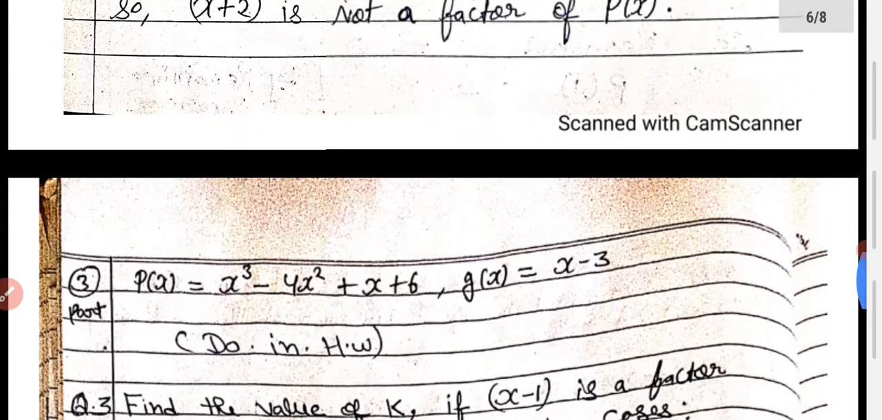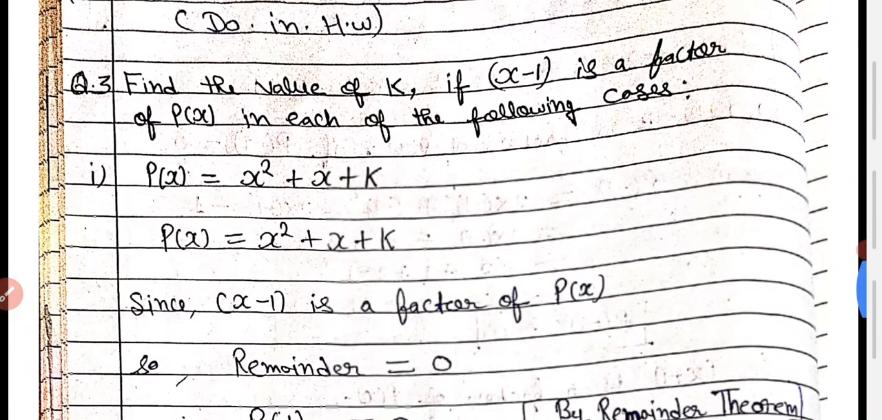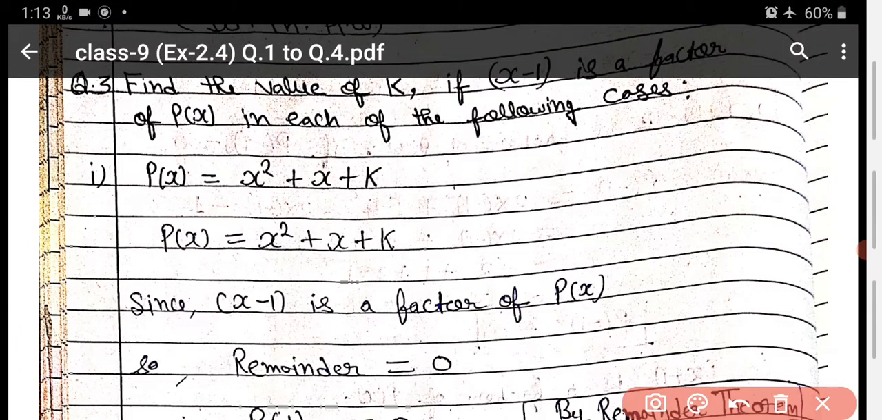Now come on to question number three. Find the value of k if x minus 1 is a factor of p(x) in each of the following cases. Okay, you have to find the value of k if x minus 1 is a factor of p(x) in each of the following cases. Now it is confirmed, given that x minus 1 is a factor. So if x minus 1 is a factor, then you get remainder 0, right?